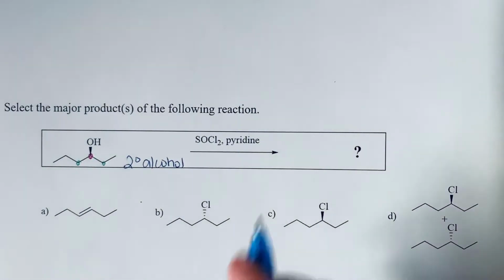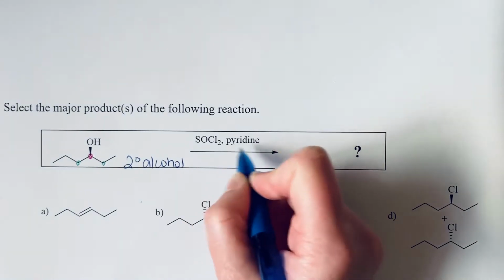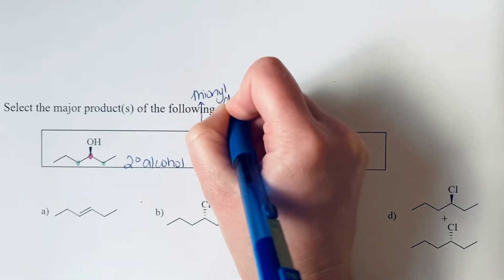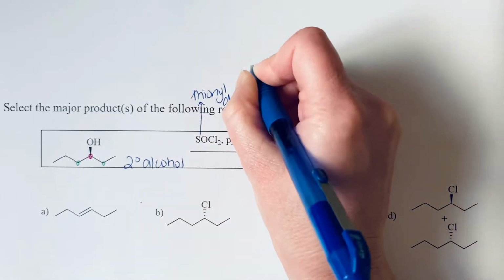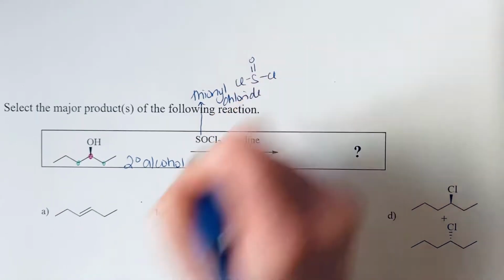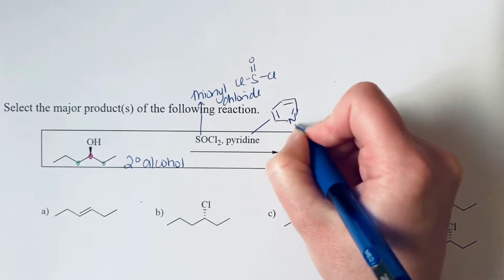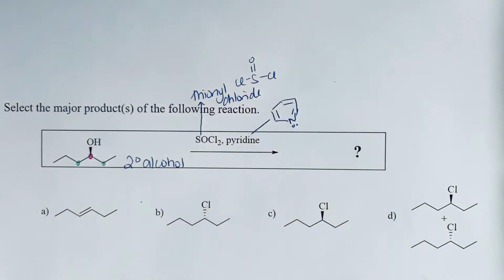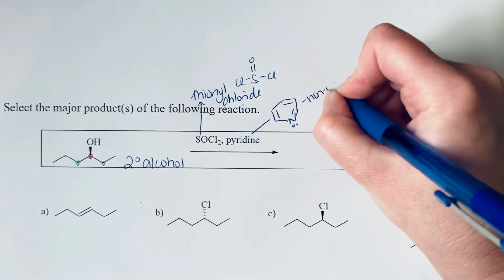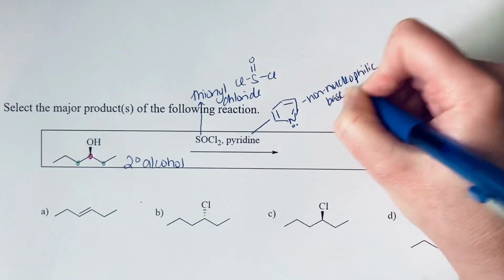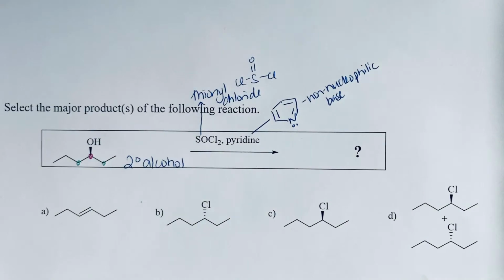And so what we're reacting this with is SOCl2, which is thionyl chloride, and it has this general structure, and pyridine, and this is what pyridine looks like. Pyridine we're going to see used quite often in this alcohol chapter, and it is a non-nucleophilic base. So what that means is it can act as a base in terms of it can remove an acidic proton, but since it's not nucleophilic, it won't compete in a substitution reaction.